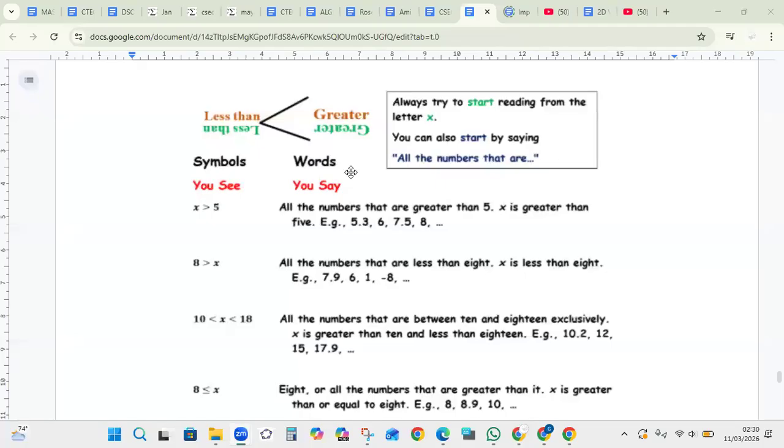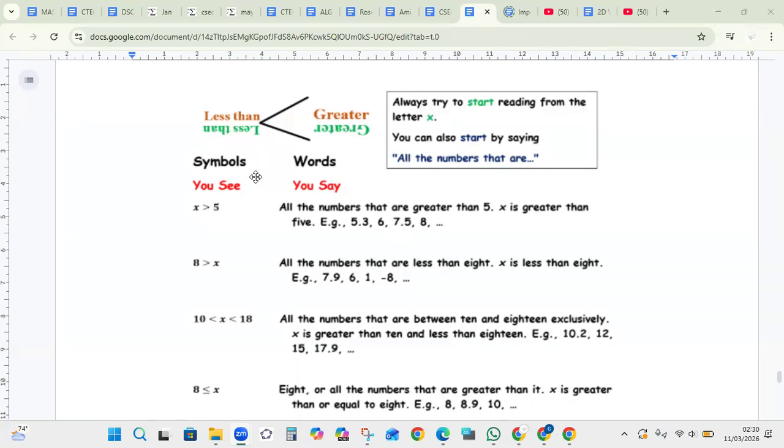Now, this symbol frequently comes with the letter X in statements. It's frequently accompanied by the letter X. So here is a reiteration: the opening is greater than, the point is less than. Always try to start reading from the letter X. You can also start by saying all the numbers that are. So you can replace the letter X with the words all the numbers that are.